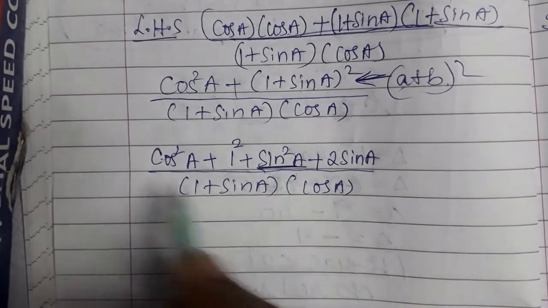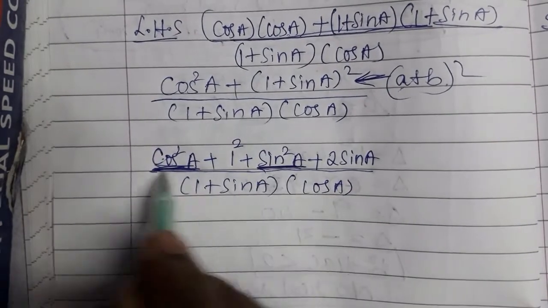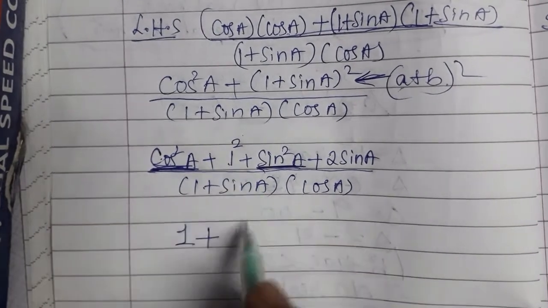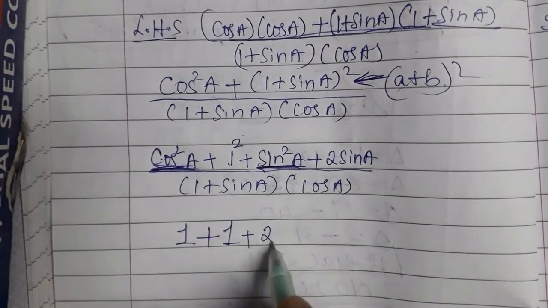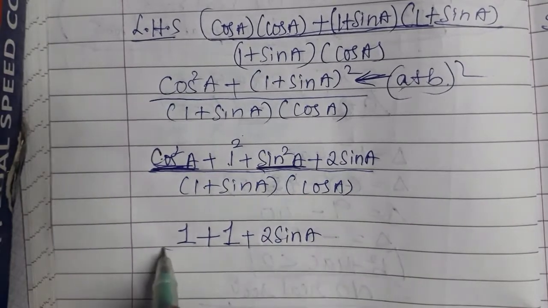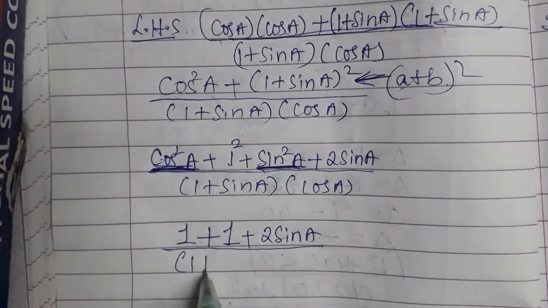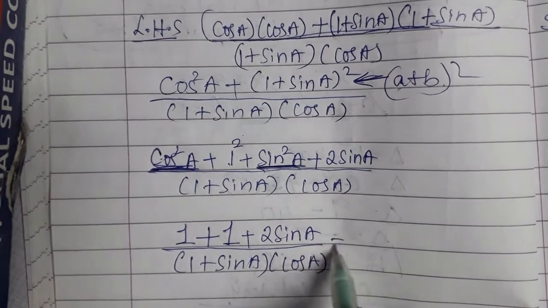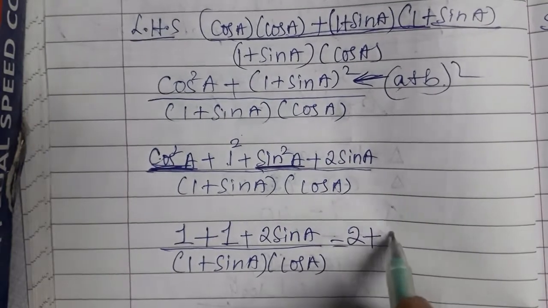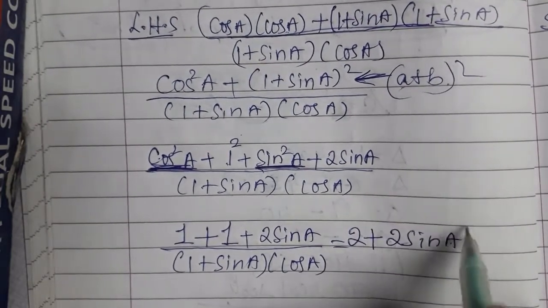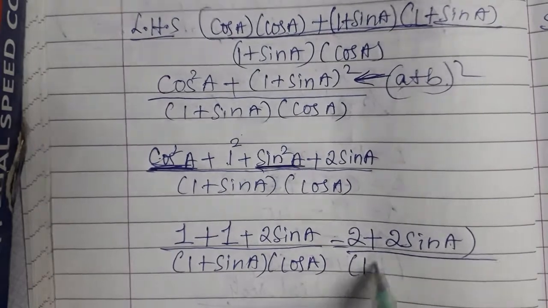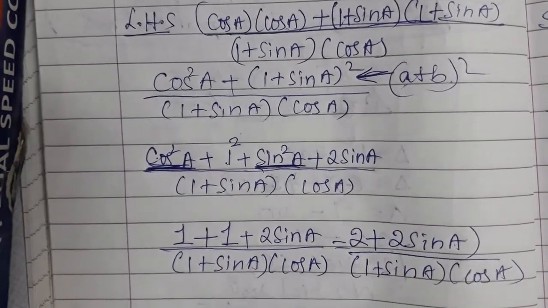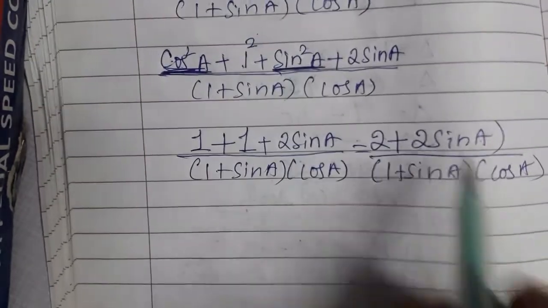Now you can notice sin square a plus cos square a is 1. That is the identity. Then 1 square is 1, plus 2 sin a by this denominator, don't change anything, 1 plus sin a into cos a. Now 1 plus 1, 2, plus 2 sin a by, don't change the denominator, 1 plus sin a into cos a. Now you notice 2 is common.